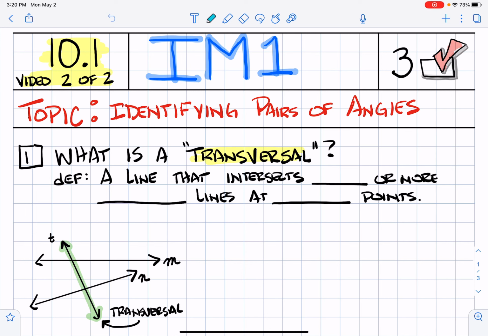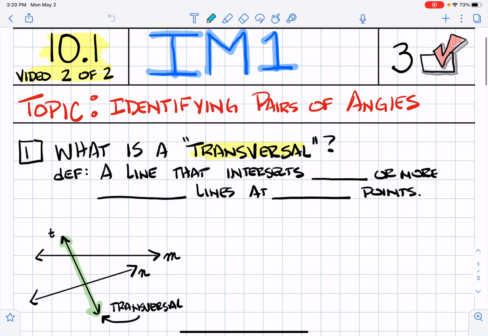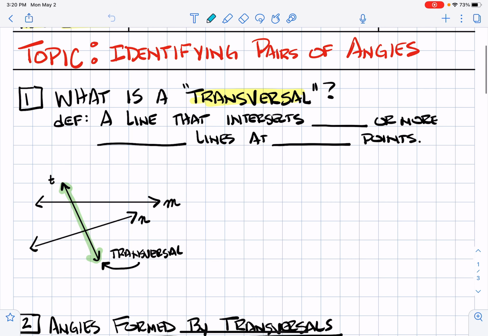Okay, here's the video lesson 10.1, number 2 of 2, and there's 3 boxes for us to talk about. The topic here is identifying pairs of angles. So first of all, we have to talk about what is a transversal.